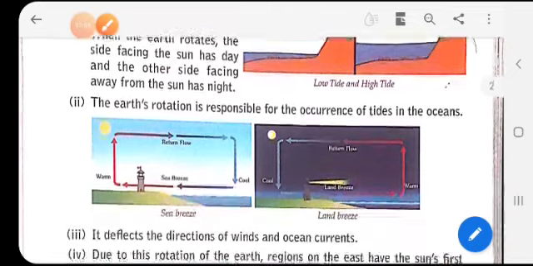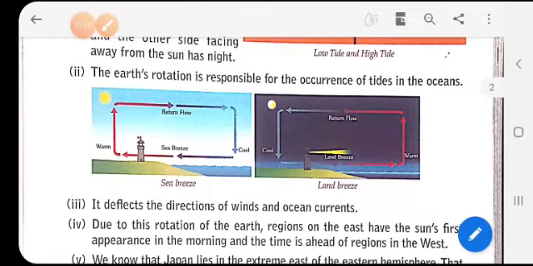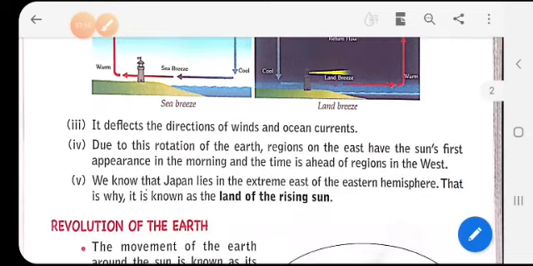Now let's see. Secondly, the Earth's rotation is responsible for the occurrence of tides in the ocean. Tides means the big waves, and they also occur because of the Earth's rotation. Then it deflects the direction of winds and ocean currents. After that, what? Deflect means it changes their direction.